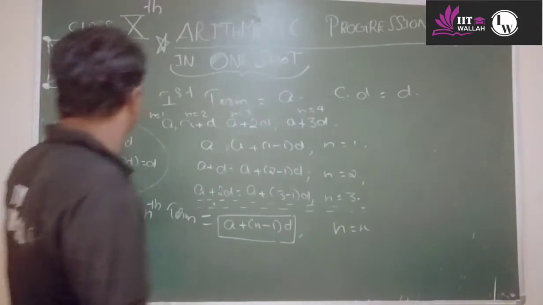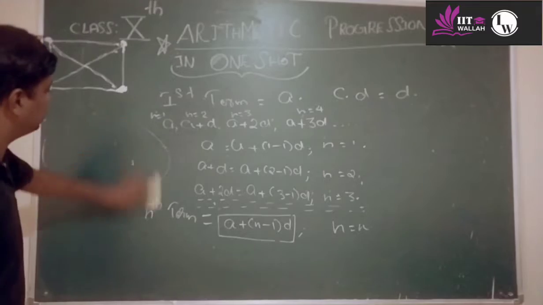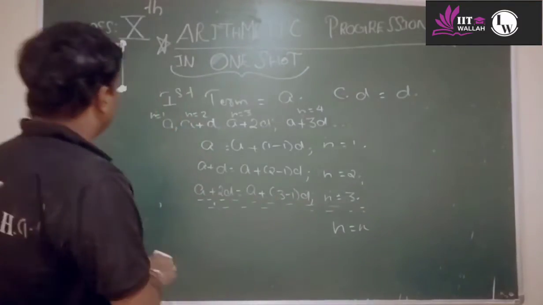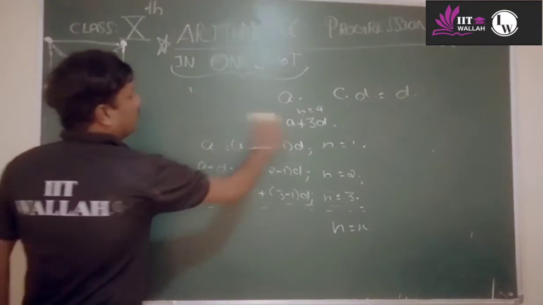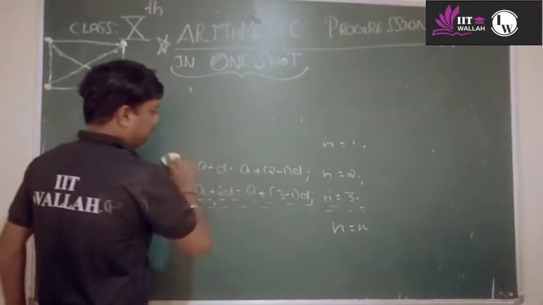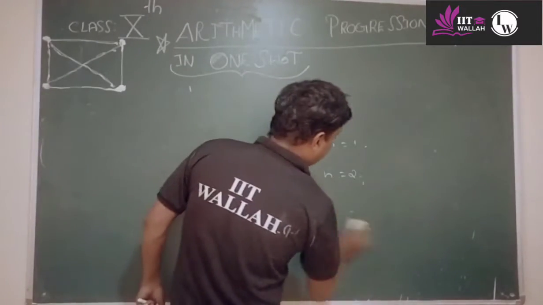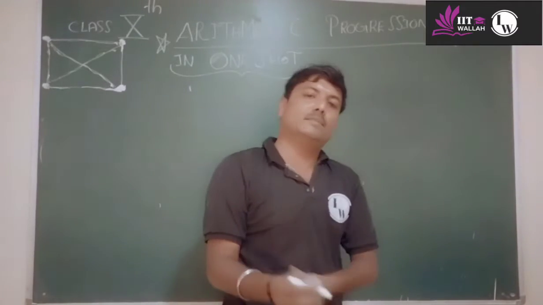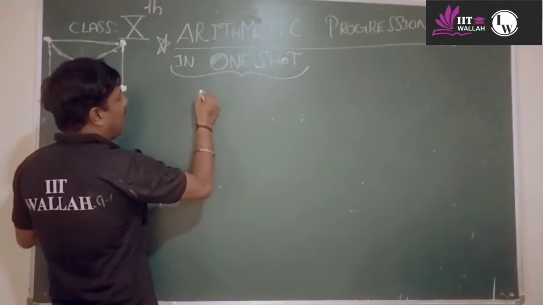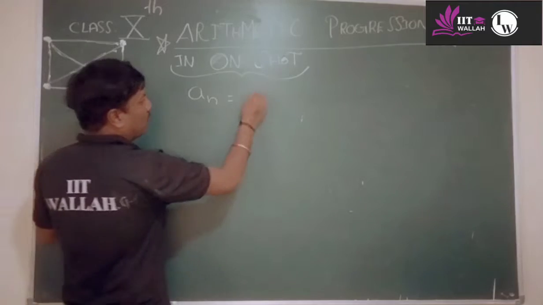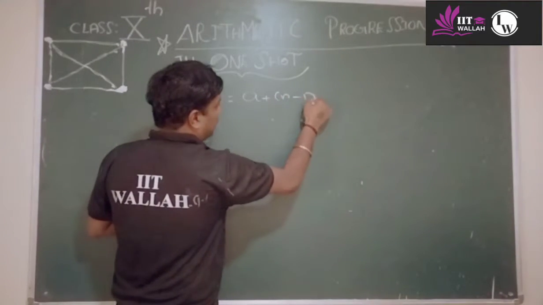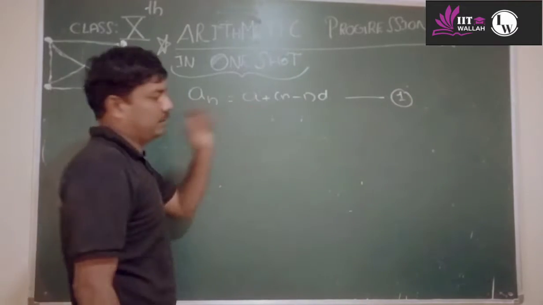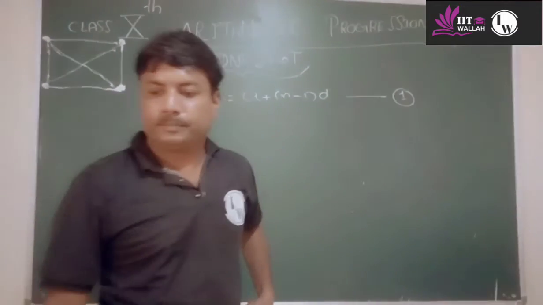I'll write this. If you want to write this, you can pause the video and note it down. So, now we understood what is an AP. And we understood what is the formula for the general term of an AP. General term means nth term or general term, Tn or An we will say. An is equal to A plus n minus 1 into D. This is formula number 1. You need to learn it. Okay?